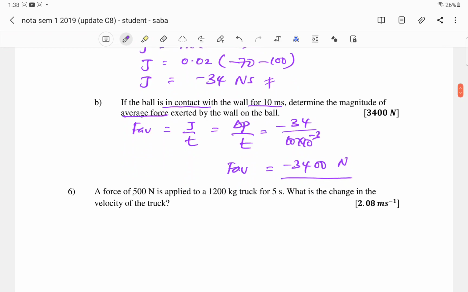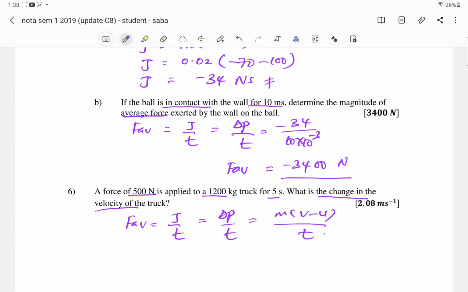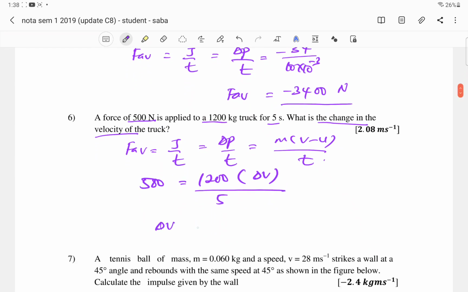Okay, number 6. A force of 500 newtons is applied to a 1200 kilogram truck for 5 seconds. What is the change in velocity of the truck? So F average equal to J over T, delta P over T, delta P kita tahu m times V minus U over T. So 500, okay, 1200, the change of velocity delta V, T is 5. Okay, so your delta V is 2.083 meter per second.